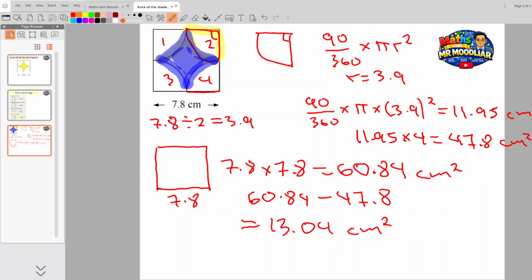Now, very, very important. When you have this kind of question, you are going to visualize it first. What shapes do you need? And then from there, you can identify what formula you're going to use.